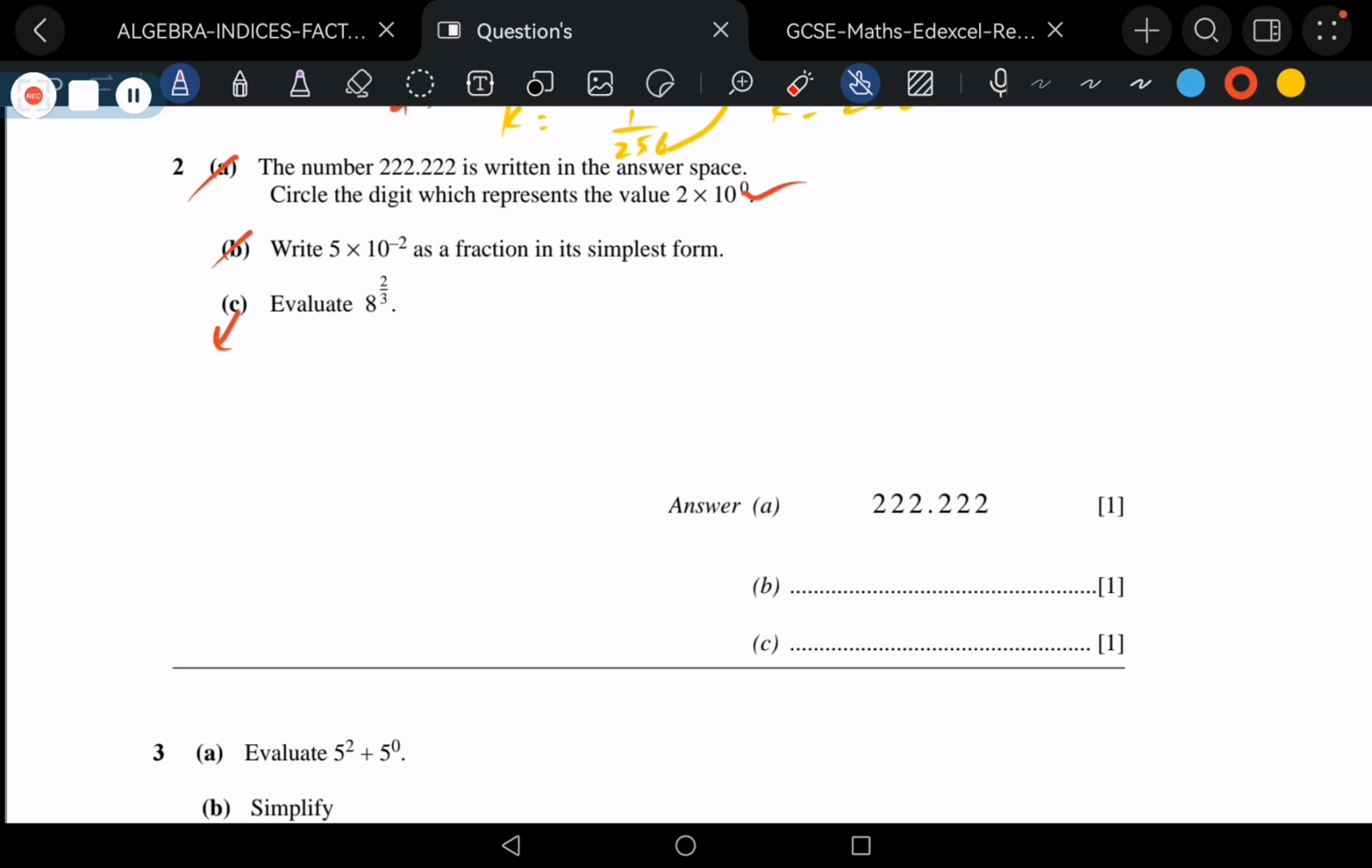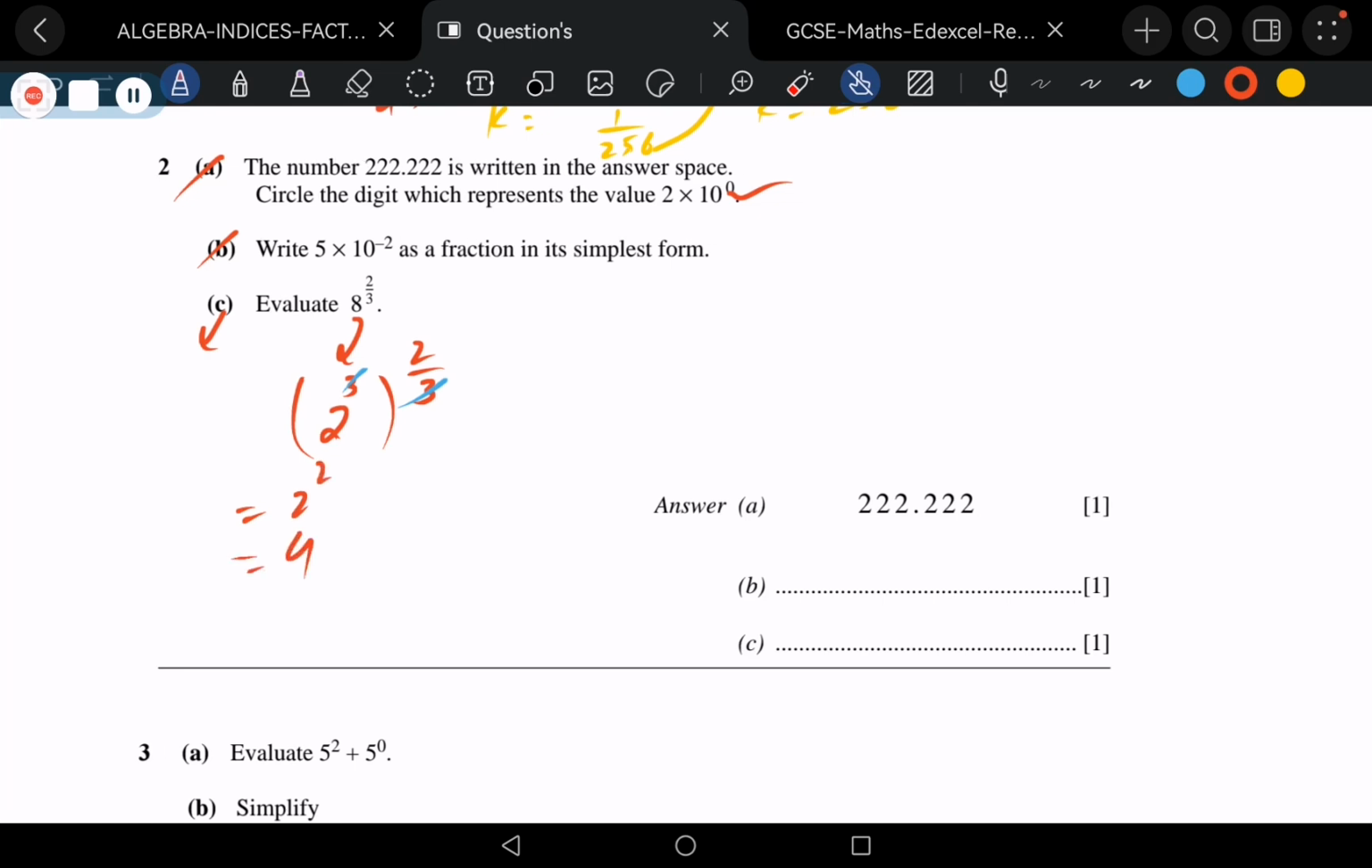Okay, next one is 8 power 2 over 3. This is the same question that we did in the notes actually. What is the number whose power cube is giving me 8? The number is 2. 2 power 3 is 8. So 2 power 3 will be 8. Whole power is 2 over 3. Because this 3 and this 3 are reciprocal of each other, they will cancel each other. And I am left with 2 power 2. That is 4. So its answer will be 4.